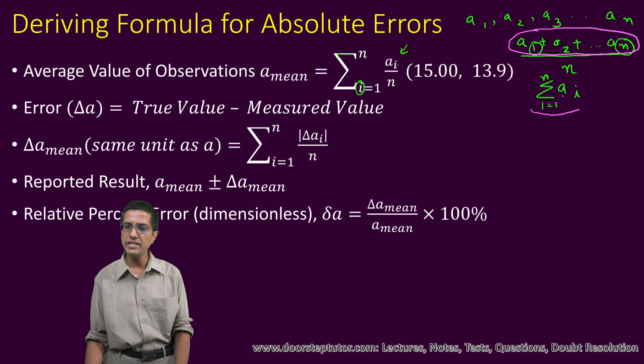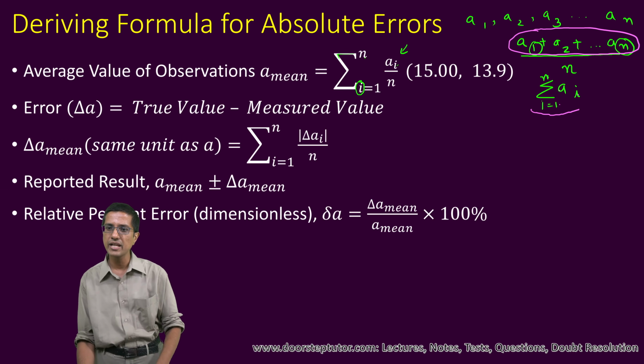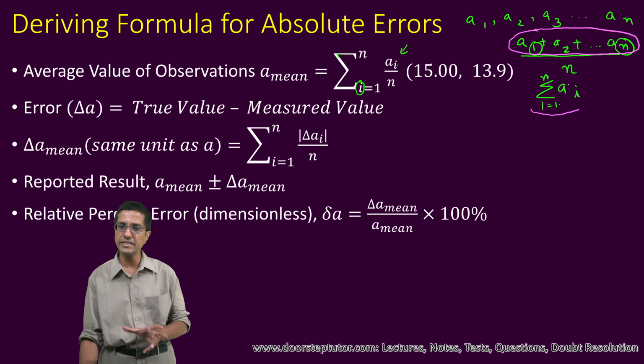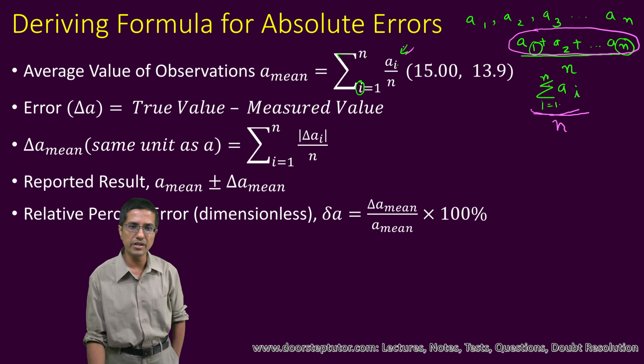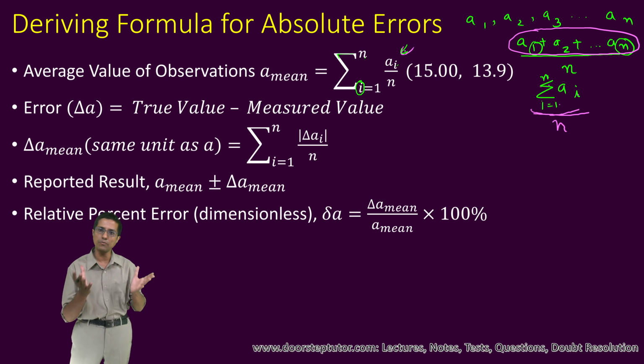What it is saying is that my I value takes a value from 1 till N. So it becomes A1, A2, A3, A4, A5 up to AN, and I sum all of those quantities because this is a summation. So that is what I have written here in much simplified terms, and of course I divide this entire thing by N, and that is what we have written here. So that is the average value of observations.